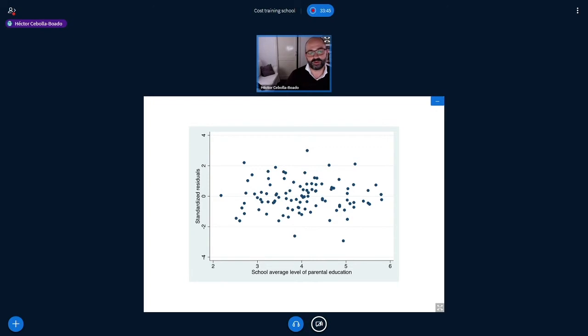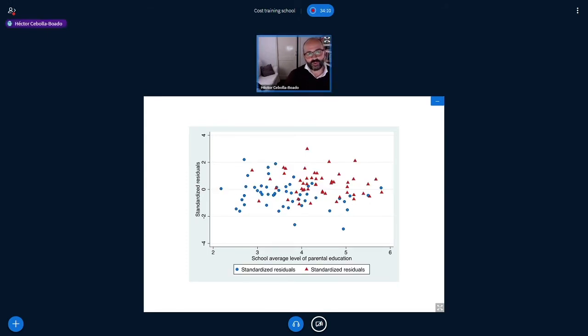So in principle, if we are not very aware of the context, we would say, okay, the average is 0, and there are as many residuals above the average as below it. And indeed, the cloud is full everywhere. So there's a random distribution of these observations.